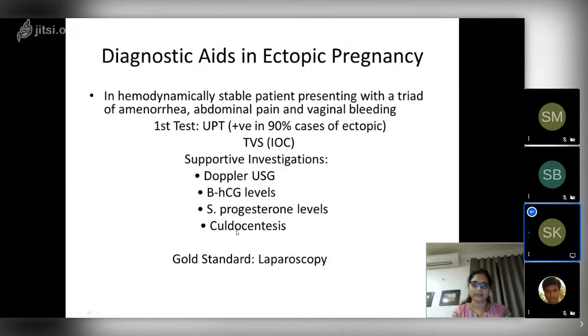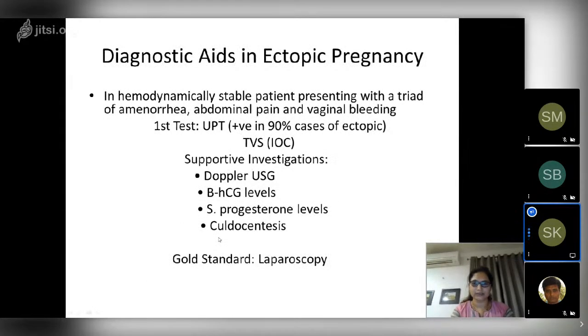Of course, the gold standard for diagnosis of ectopic pregnancy is laparoscopy, where you will be able to identify exactly the presence of the ectopic, whether it is tubal, which part of the tube, or ovarian, whether it is intact or ruptured, and if ruptured, the amount of blood within the peritoneal cavity. All these things can be assessed on laparoscopy. So this is briefly about the diagnostic points in ectopic pregnancy.